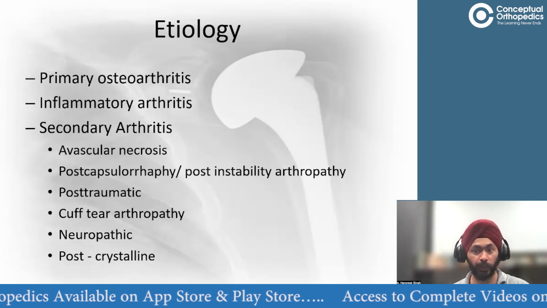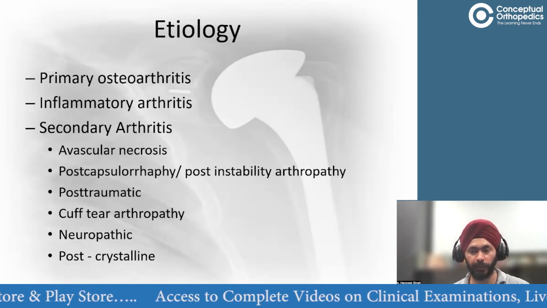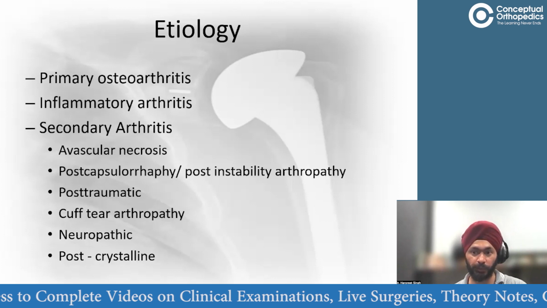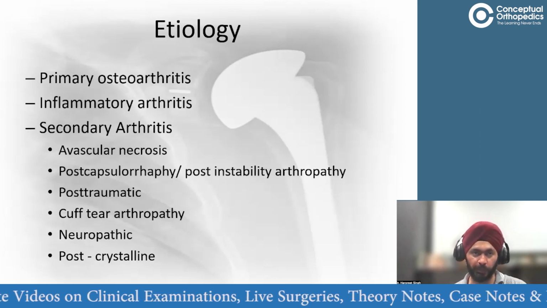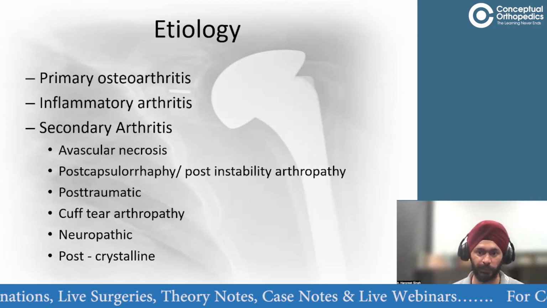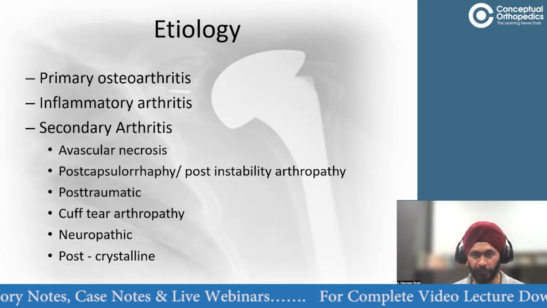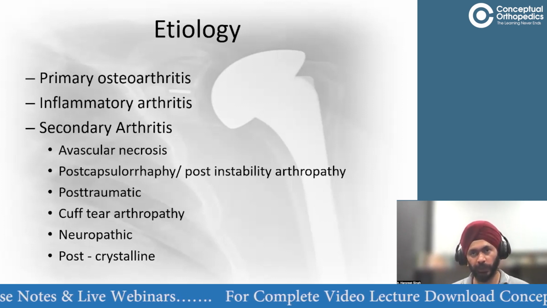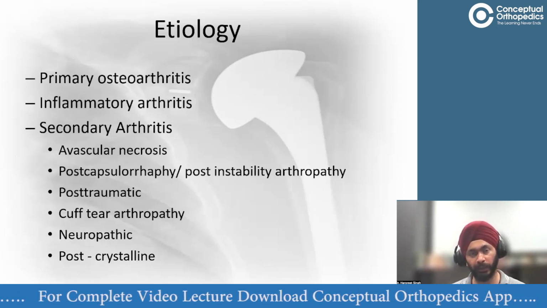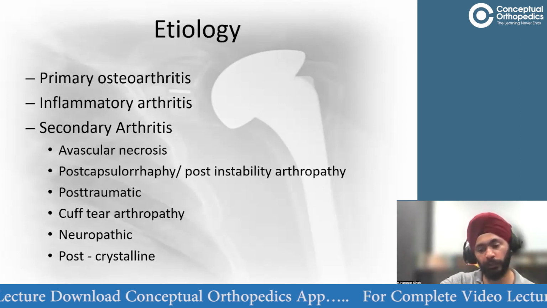People with inflammatory arthritis, rheumatoid, seronegative or seropositive spondyloarthropathies, those kind of people, and patients with secondary arthritis like post AVN because of alcohol or steroids, post capsulorrhaphy or post instability arthritis, that is after instability surgery or just after instability, the patient will present to you with arthritis. Post traumatic because of trauma, cuff tear arthritis, neuropathic, especially thinking of some cervical spine disease, the patient develops neuropathic arthritis, lots of bone destruction, new bone formation, and post-crystalline, post-gout arthritis.